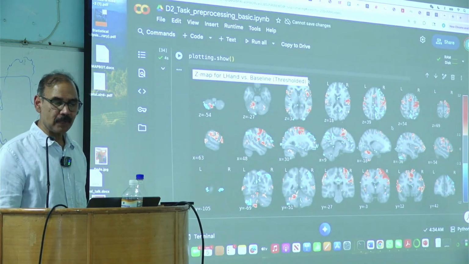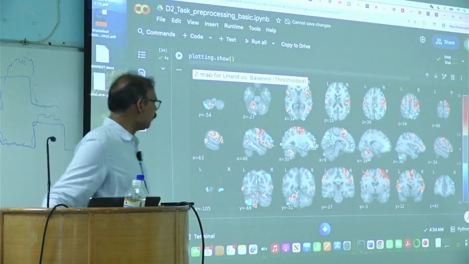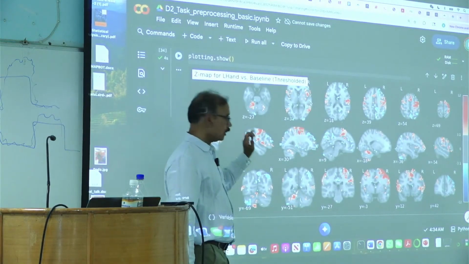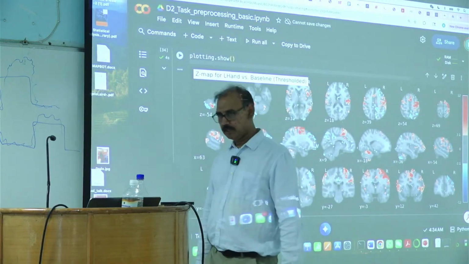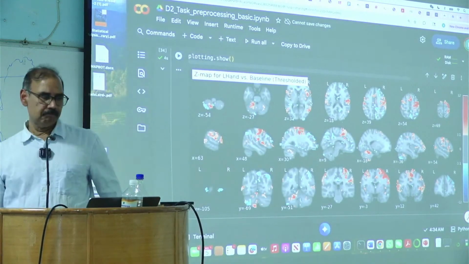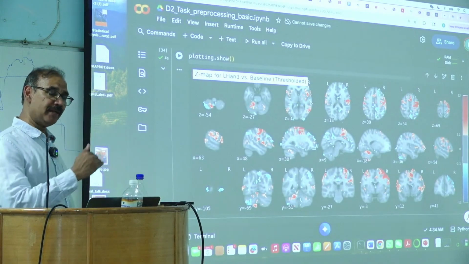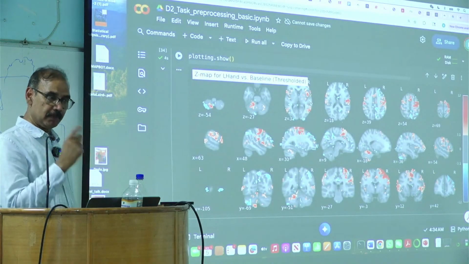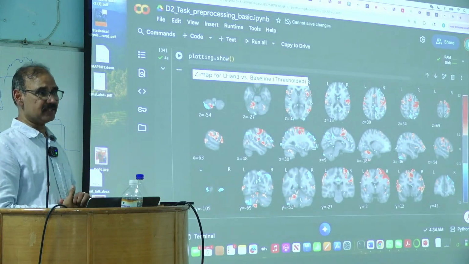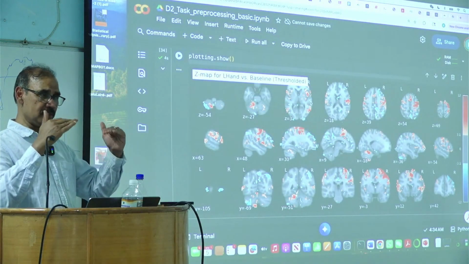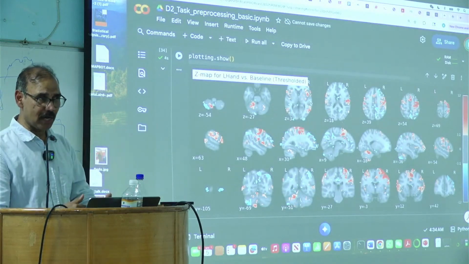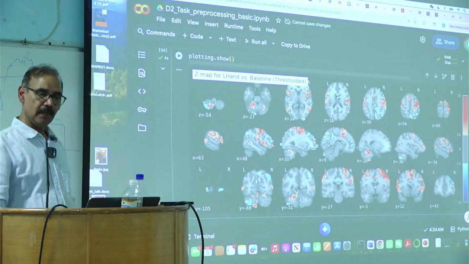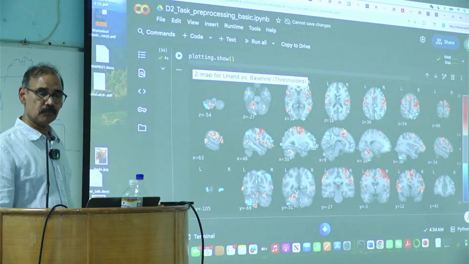Okay, so here what we can see is the red is positive change and the blue is negative change, right? In the red, the percent change is positive. In the blue, the percent change is negative. In those regions, compared to baseline, the signal goes down for blue, and for red, in those regions, the signal goes up. Anyone has any questions?